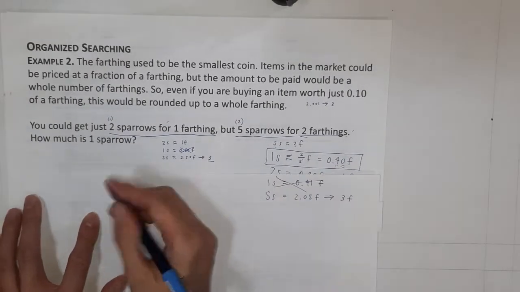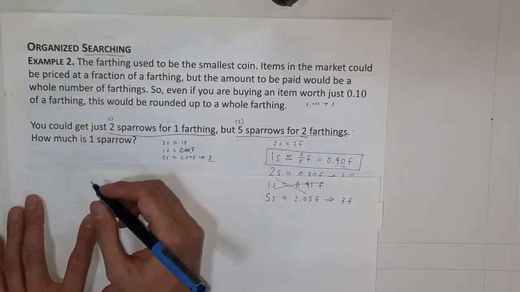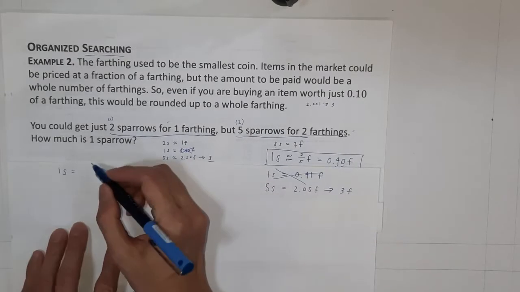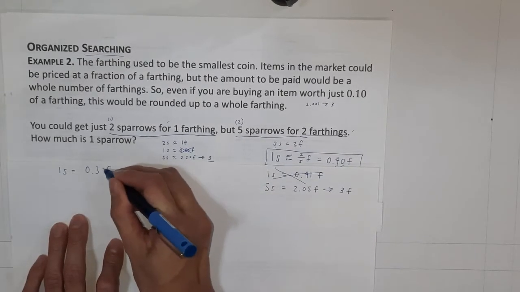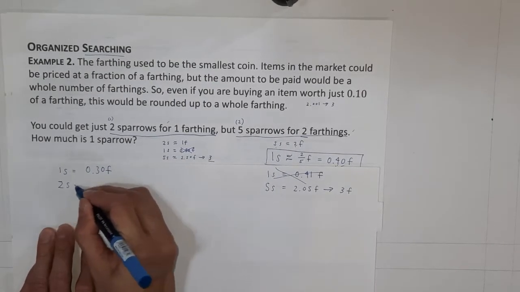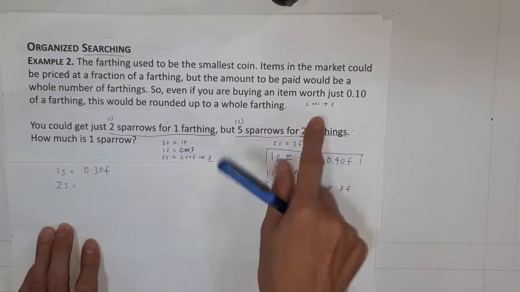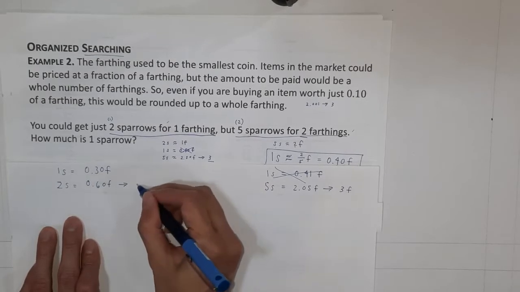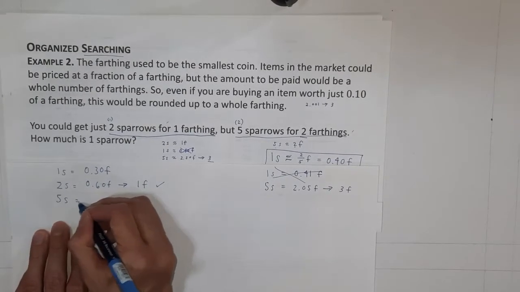So, subukan nating bumaba. Kung 0.4, try natin si 0.3. Again, this is organized searching, so talagang may trial and error involved. So, kung ang isang sparrow ay 0.3, ang dalawang sparrow, dapat consistent siya sa sentences 1 and 2, sa requirements 1 and 2. So, ito ay 0.60 farthings. Round up, it becomes 1 farthing. So, okay naman.